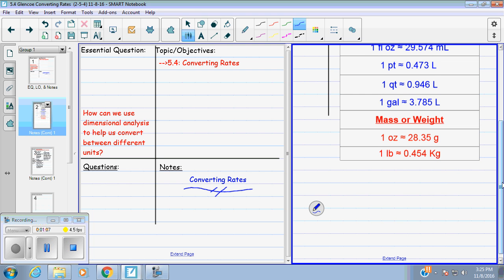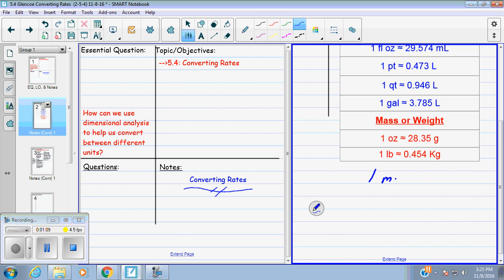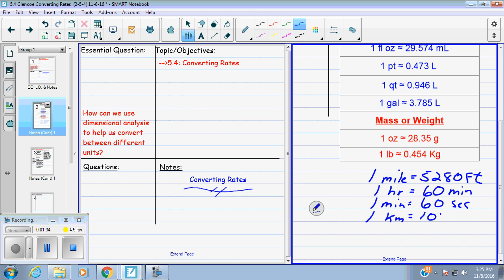So if you did not know, 1 mile does equal 5,280 feet. I'm always surprised by this one, but 1 hour does equal 60 minutes. 1 minute does equal 60 seconds. And some other ones. 1 kilometer is equal to 1,000 meters.